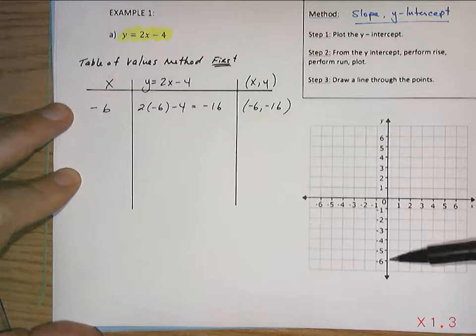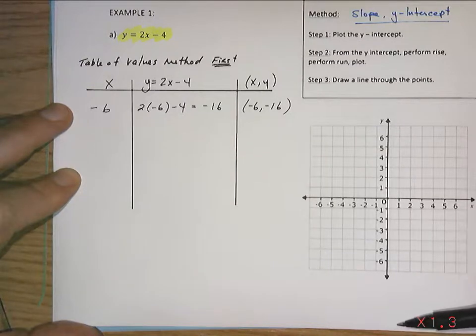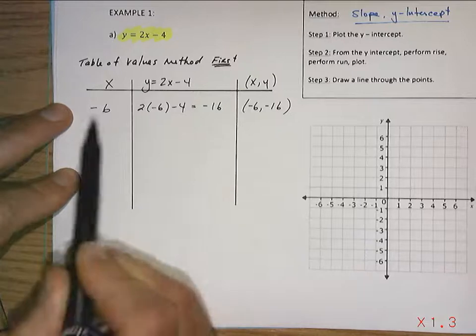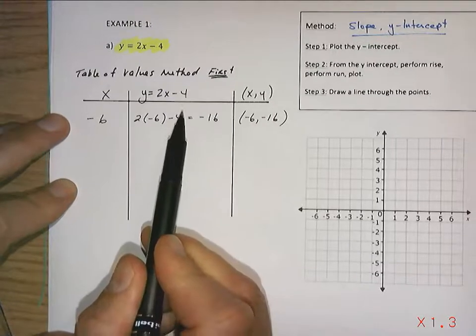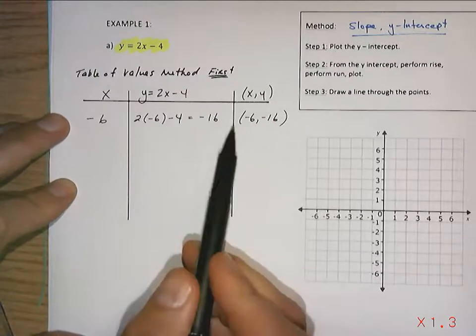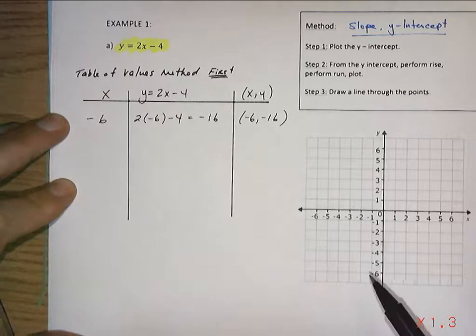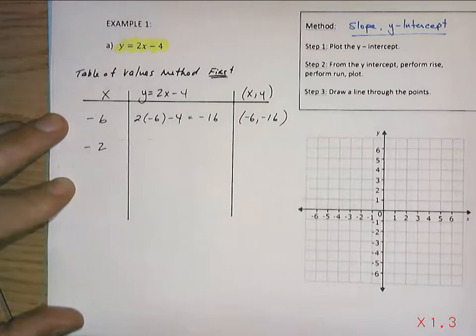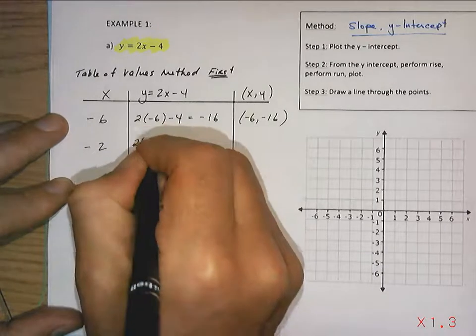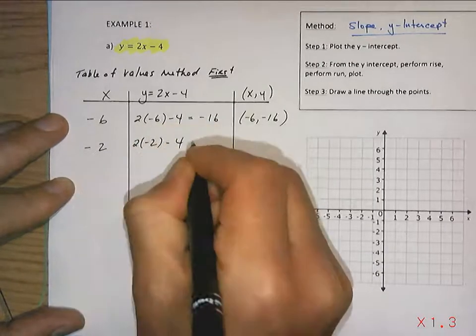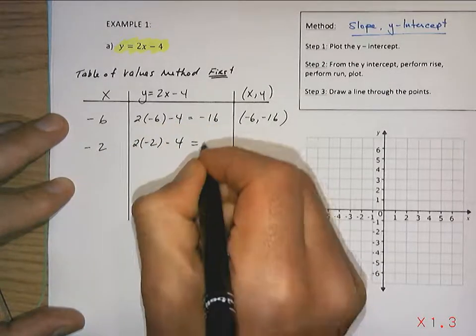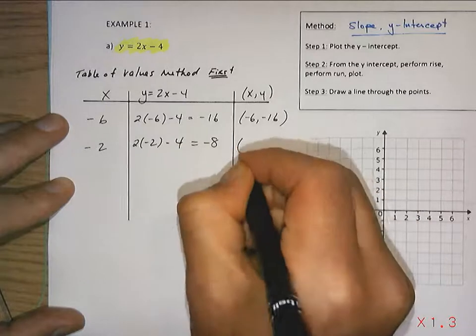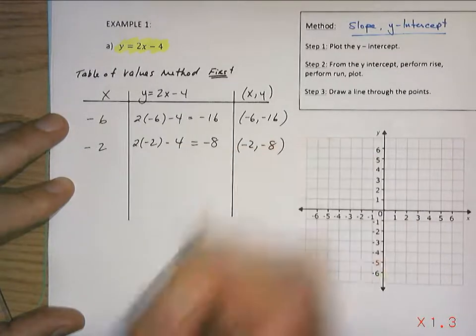Even if I doubled this, I don't think I'm going to get -16 here. So even though this is a point on the line, it's not a good point for me to use using this scale. So let's use something else. How about -2? So 2 times -2 minus 4 is going to give me -4 minus 4 is -8. So this is going to give me -2, -8.